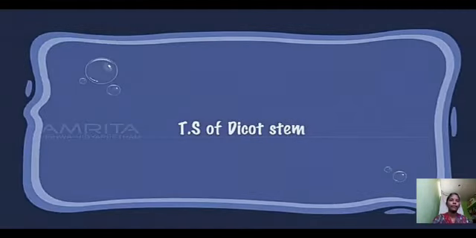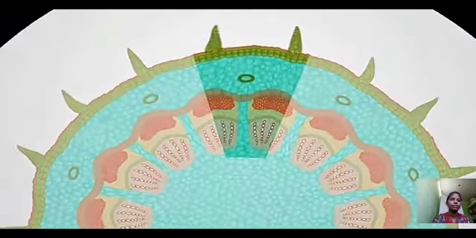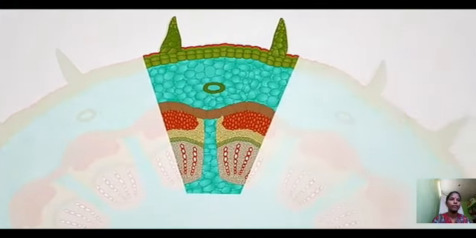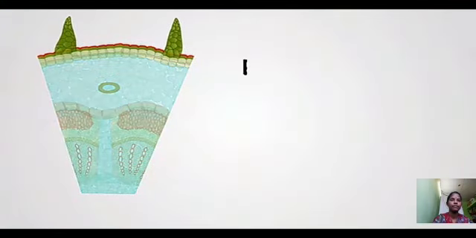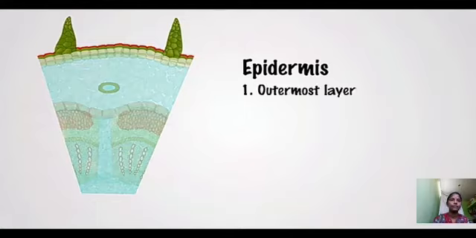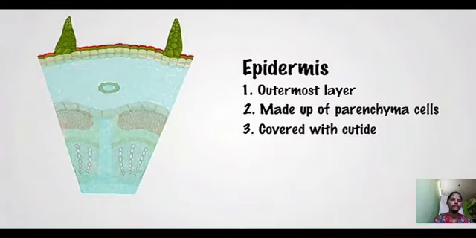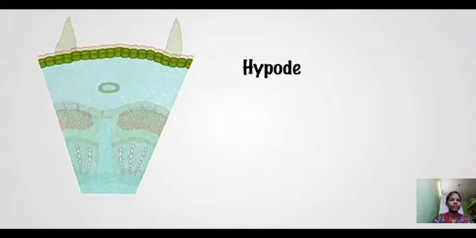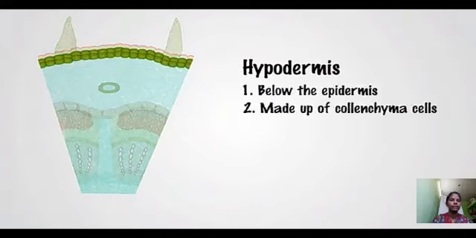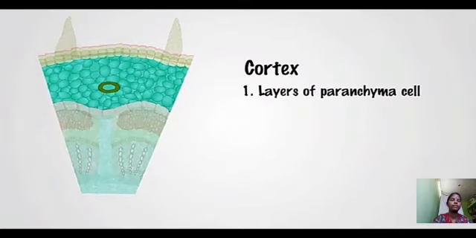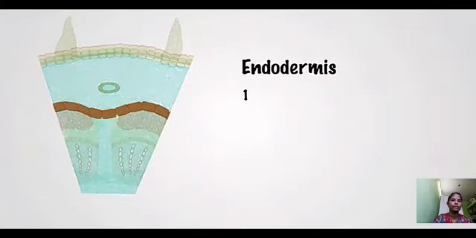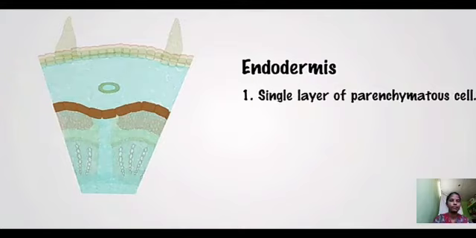TS of dicot stem. We can observe the TS of a dicot stem through the microscope. The dicot stem has an outermost layer made up of parenchyma cells known as epidermis. The epidermis is covered with cuticle towards the outside. Below the epidermis lies the hypodermis, and it is made up of a few layers of collenchyma cells. Several layers of parenchyma cells that lie below the hypodermis is known as cortex. Endodermis is a single layer of parenchymatous cells that separates vascular tissue from the cortex.